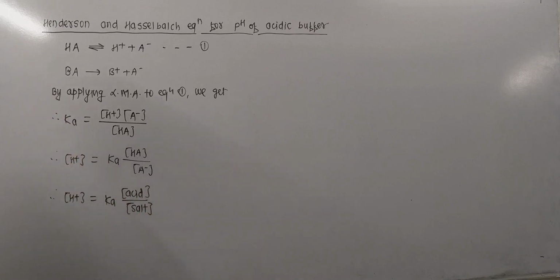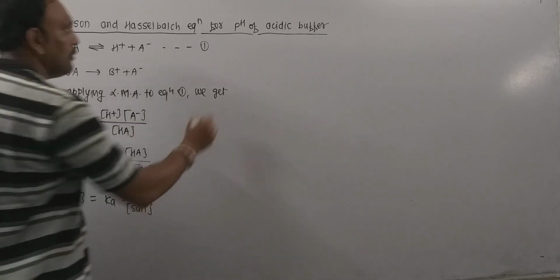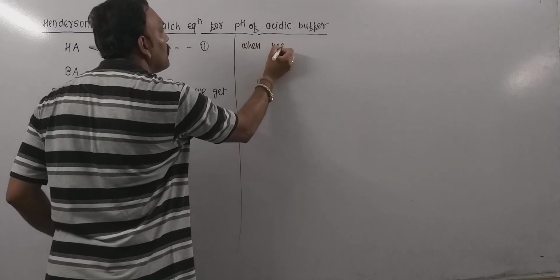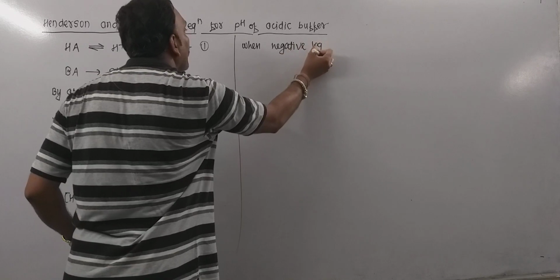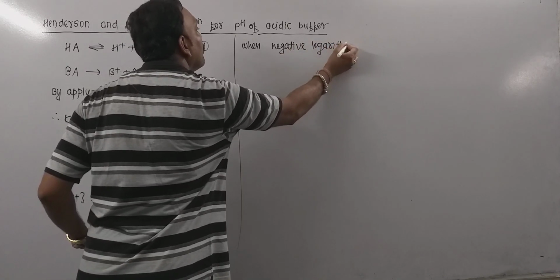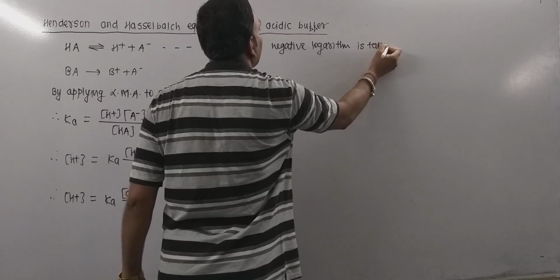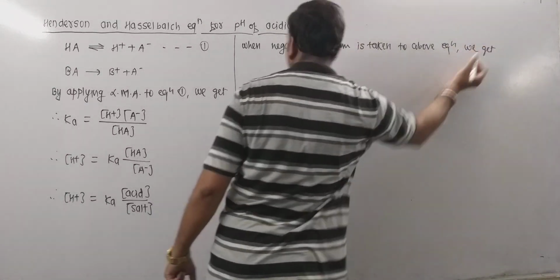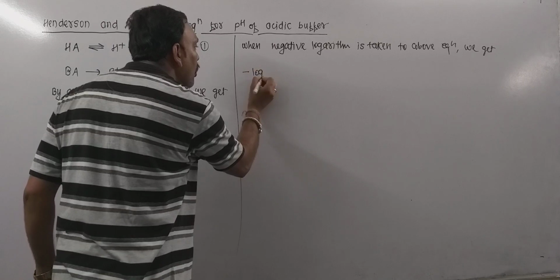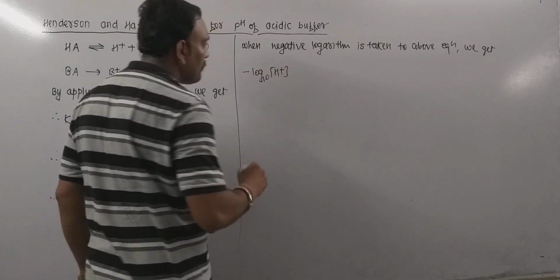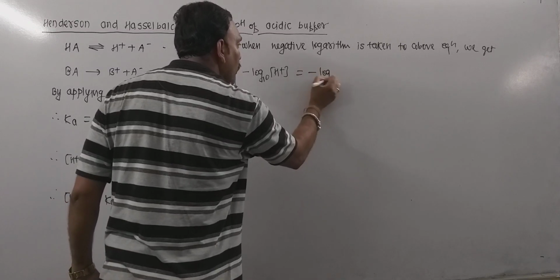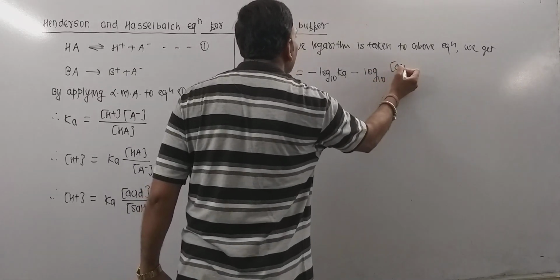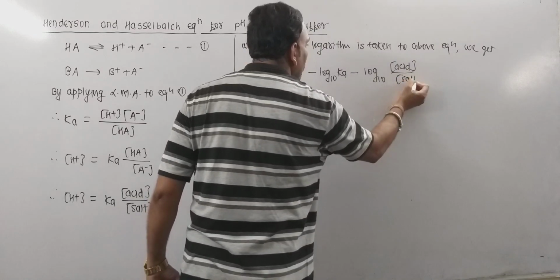concentration of salt. Now if negative logarithm is taken on both sides of this equation, we get negative log of H plus ion to the base 10 equals negative log of Ka minus log of concentration of acid upon concentration of salt.